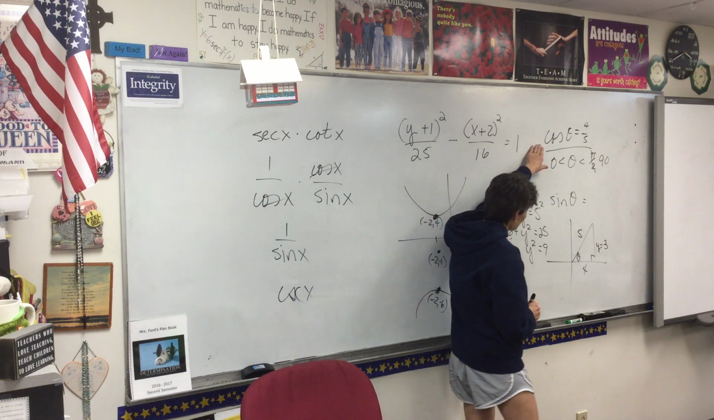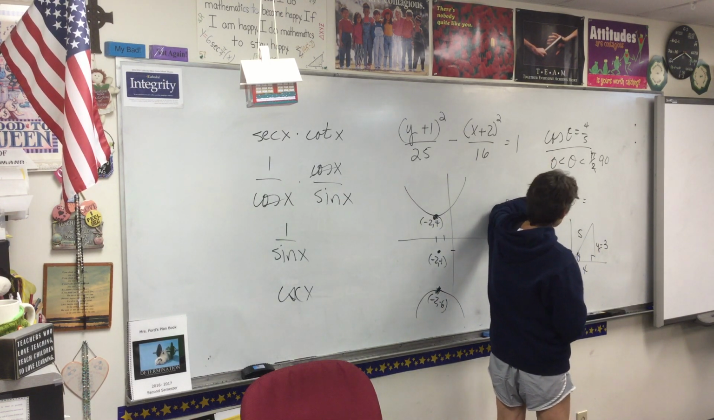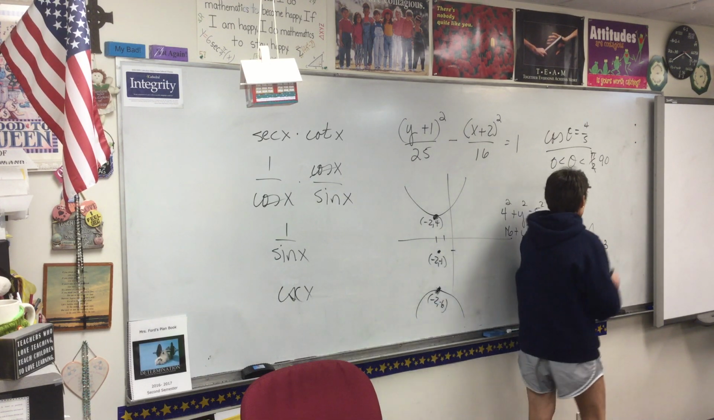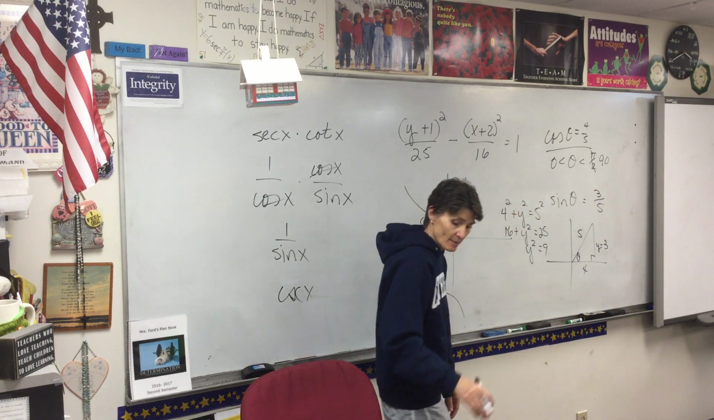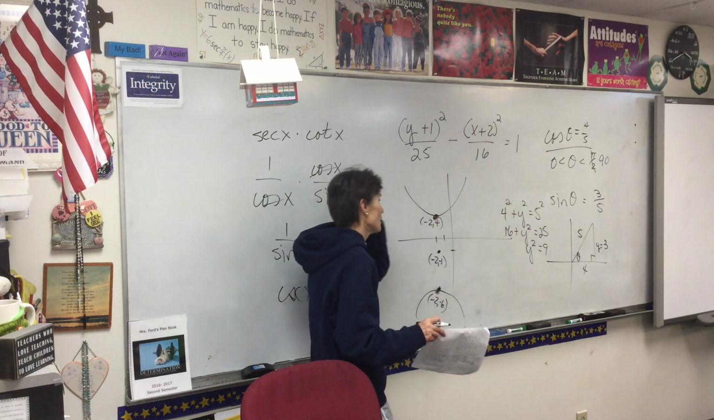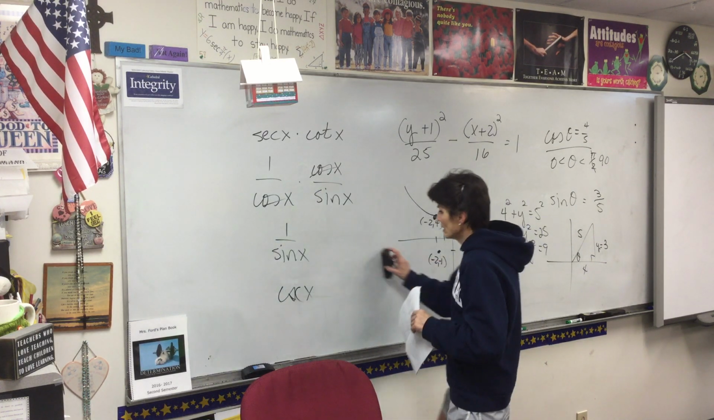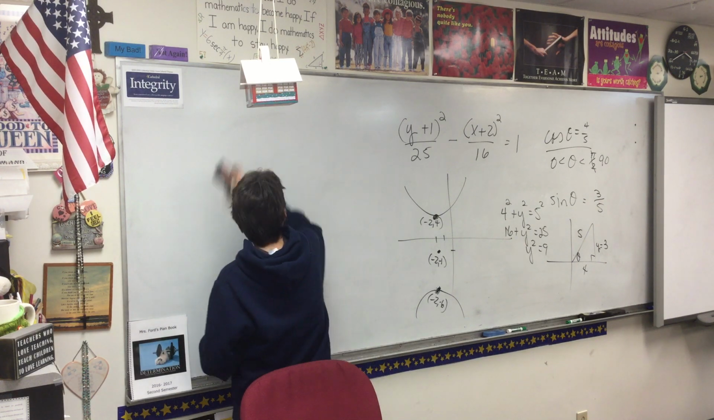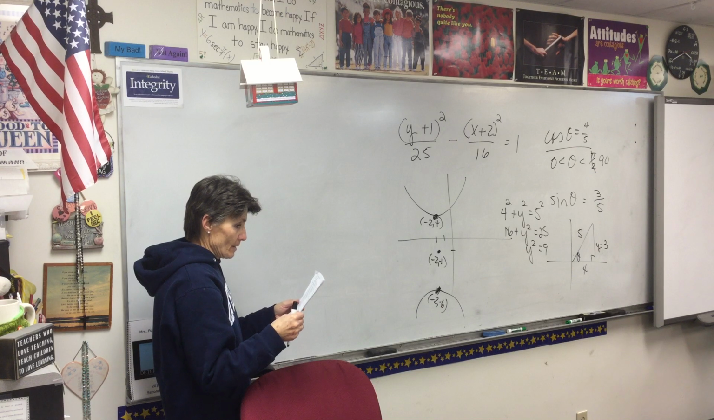Now I want the cosine. Oh no, I want the sine. I know the cosine. I want the sine. So what's the sine? 3 over 5, opposite over hypotenuse. So the key there is to draw the picture, find the missing side, and then you can answer the question. All right, so that was 16.